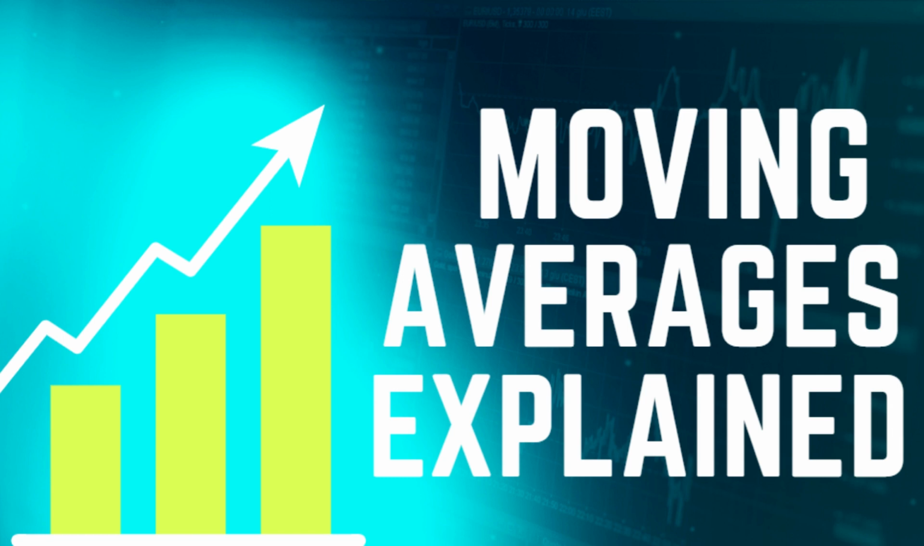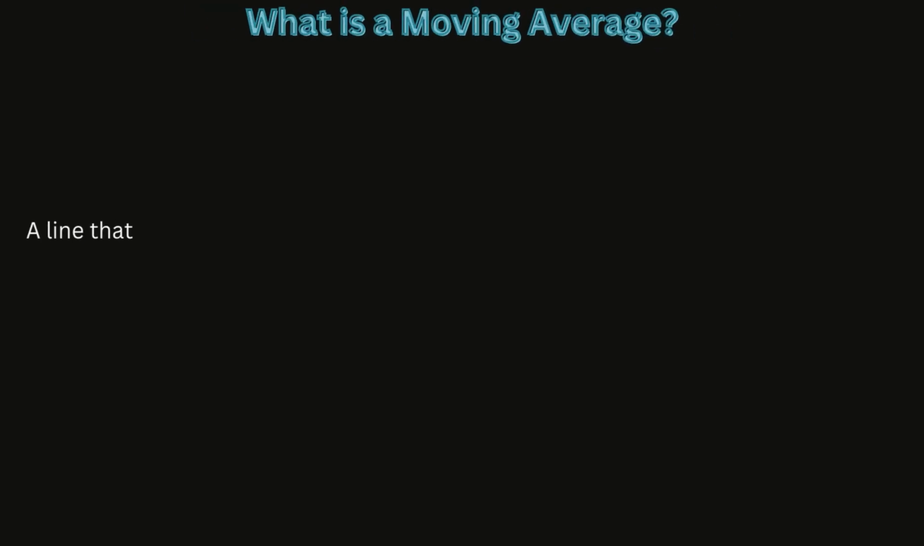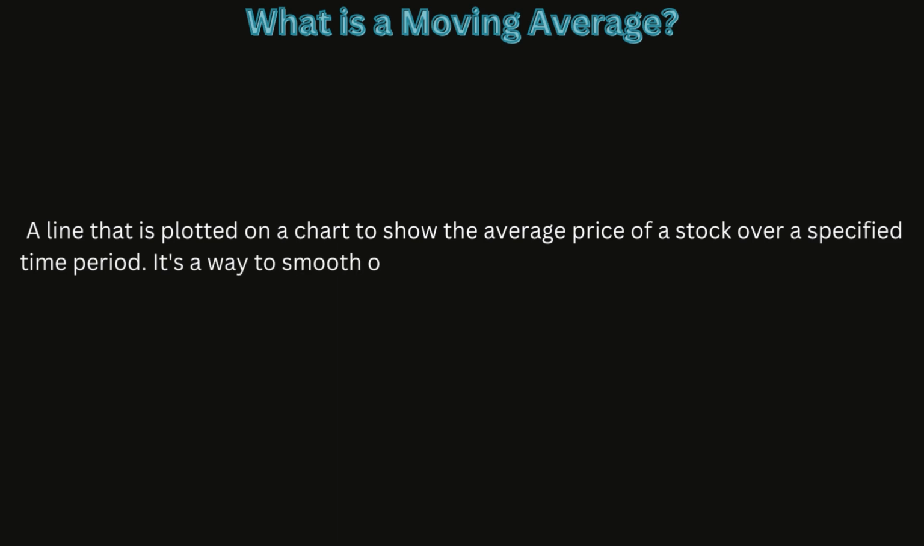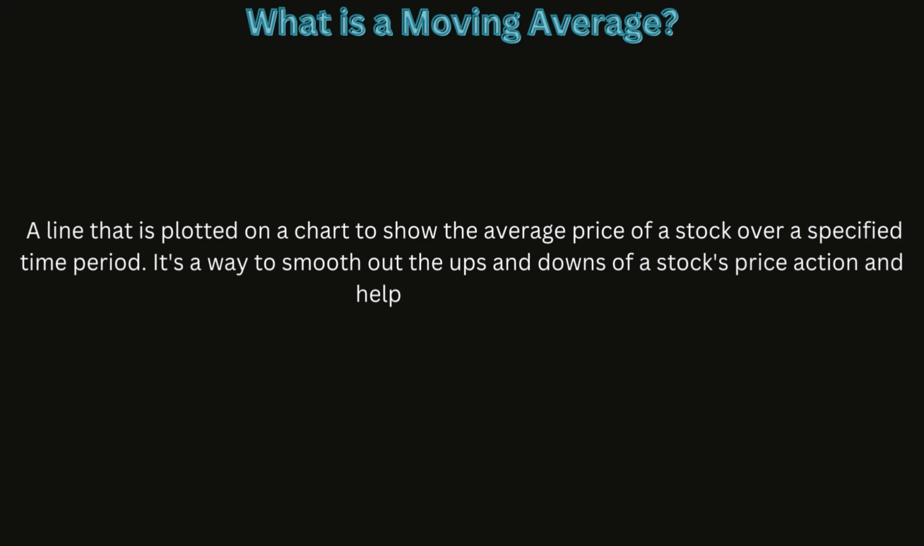In today's video, we're talking about one of the most widely used technical indicators in the world of investing, moving averages. So what exactly are moving averages? Well, in simple terms, a moving average is a line that is plotted on a chart to show the average price of a stock over a specified time period. It's a way to smooth out the ups and downs of a stock's price action and help identify trends.